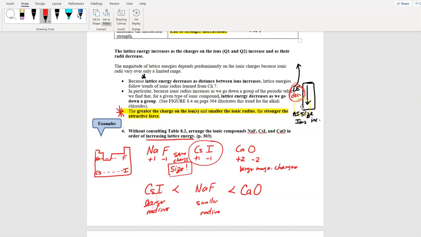Okay? So first, ladies and gentlemen, I always look at the charges. Do you see a difference in charges? That's the easiest. Then go to sizes. Bigger atoms don't require as much energy. Smaller atoms, because their attraction, remember that attraction? Their attraction between the protons and those electrons is very strong. They're very close together. The smaller the radius, the stronger the attractive forces. And that is what makes the greater lattice energy.